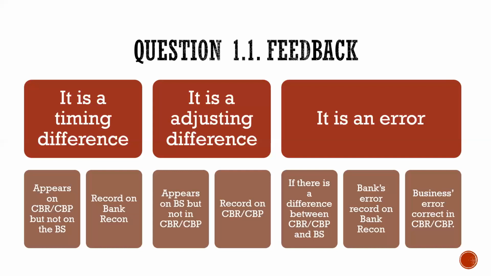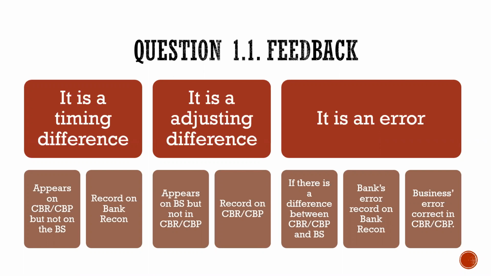Then the adjusting difference. It will always be an adjusting difference if it appears on the bank statement. So the bank has recorded it, but we have not recorded it in our cash book receipts or cash book payments. Those are, for example, interest, bank charges, or a direct deposit being made. If they've recorded a check, but the check is not necessary, that's more an error. So bank charges and interest, whether on your current account or overdraft, are adjusting differences.